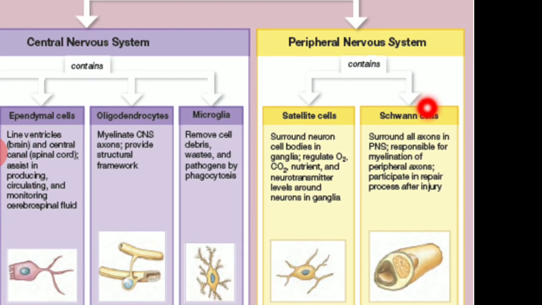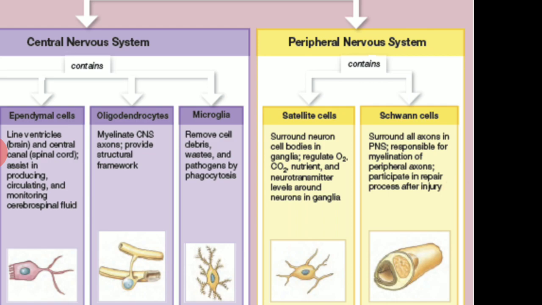Peripheral nervous system, satellite cell and Schwann cell. Satellite cells surround neuron cell bodies in ganglia, regulate oxygen, carbon dioxide, nutrient, and neurotransmitter level around neurons in ganglia. Schwann cells surround all axons in peripheral nervous system, are responsible for myelination of peripheral axon, and participate in a repair process after injury.